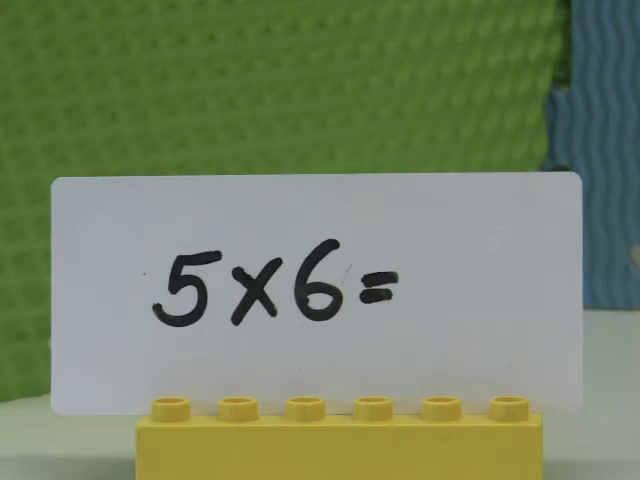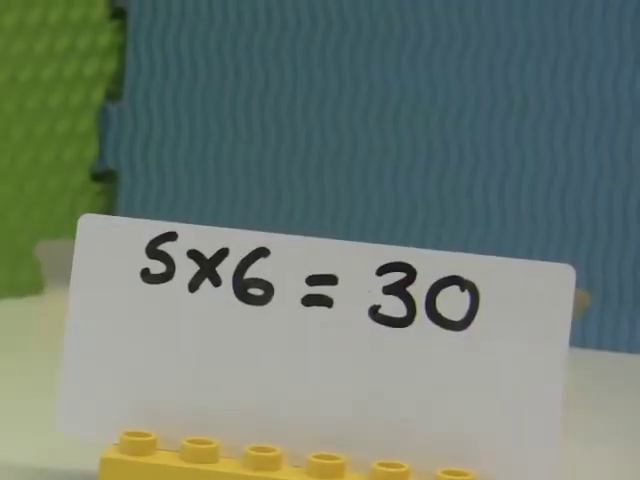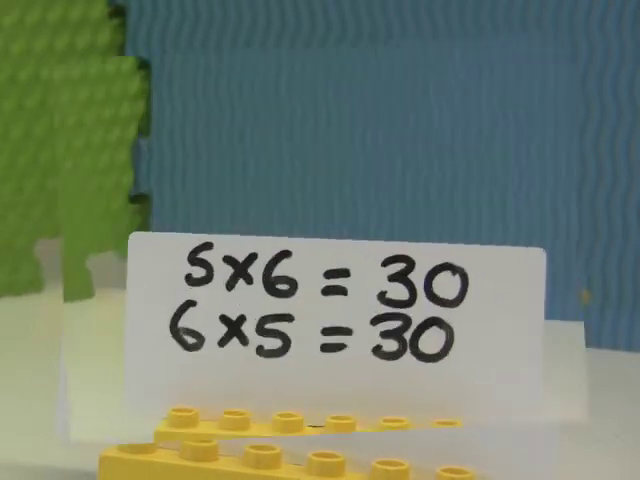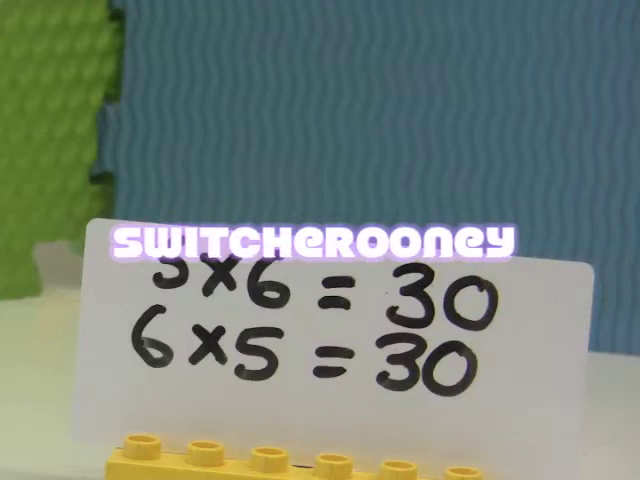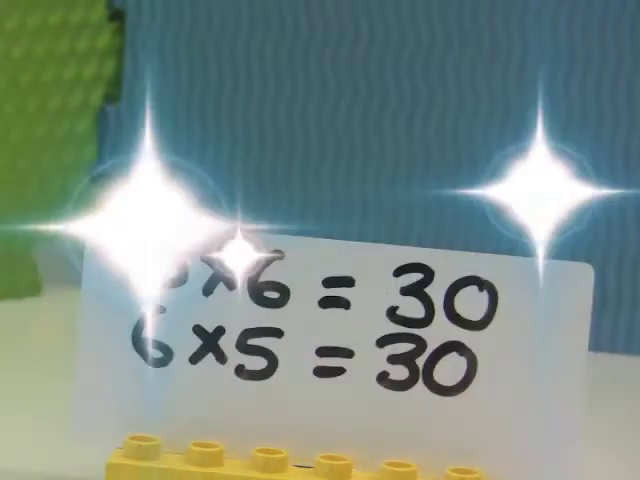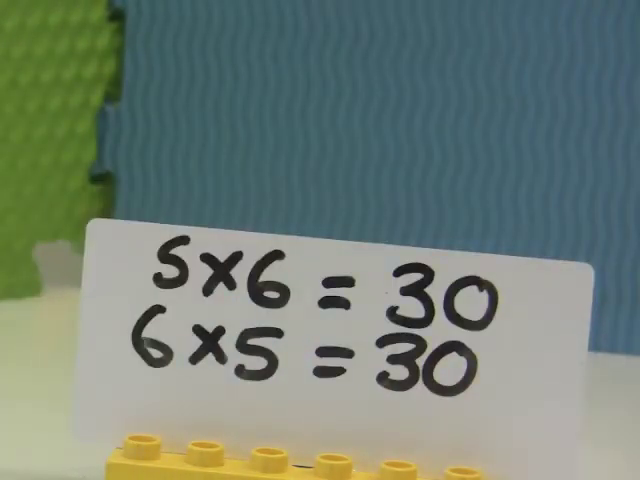Use your Lego to make 5 times 6. With your Lego, you should have found that 5 times 6 is 30. Switcheroony, and you can see that 6 times 5 is 30. So to answer 5 times 6, you can use the sum 6 times 5, which is easier to count.